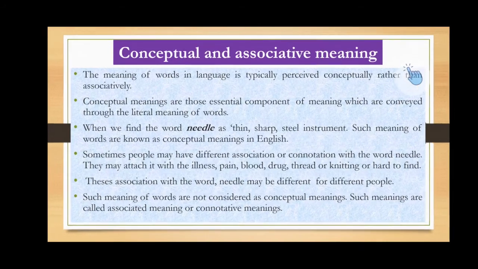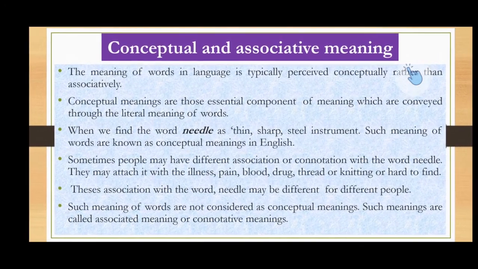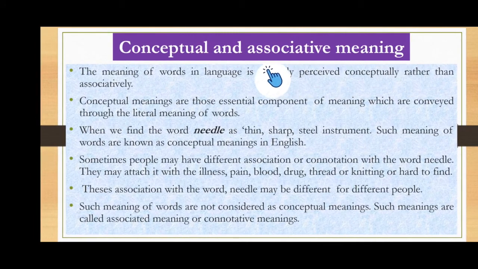Here we have two types of meaning. One is conceptual meaning, while another one is associative meaning. The meaning of words in a language is typically perceived conceptually rather than associatively. If we want to know the meaning of words, they are usually perceived conceptually rather than associatively. Associative meanings are those meanings which are associated to words by a person or a particular group of people.